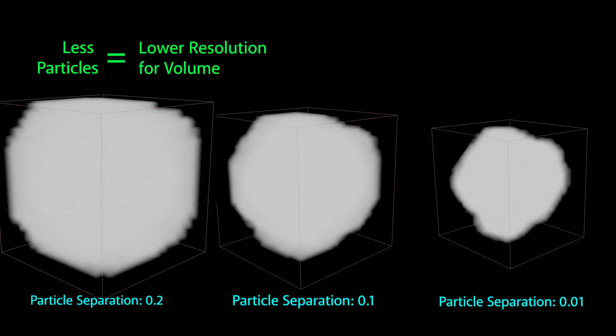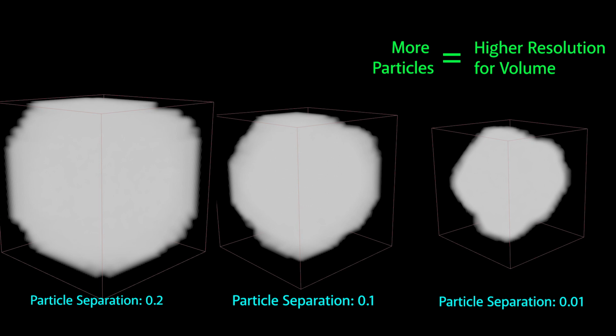With less particles being sourced, the volume that gets converted will start to lose its original intended shape. With more particles being sourced, the volume that gets converted can keep more of its original shape. This is because we have more particles defining the original shape of our emitter geometry.